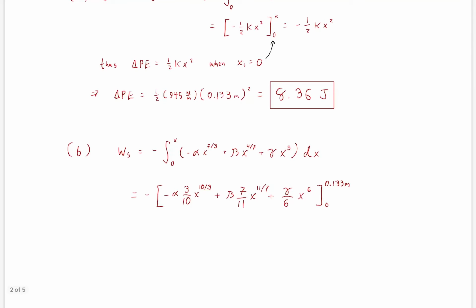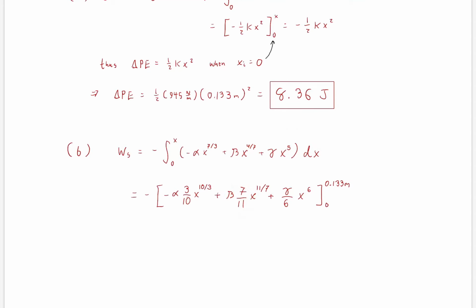All we then do is the antiderivative of each of these. They're a bit odd because they are all fractional exponents, but it's the same idea. You add 1 to the exponent, so 7/3 plus 1 is 10/3, and then I divide by 10/3, which is the same as multiplying by 3/10. Same thing here. 4/7 plus 1 is just 11/7, and then I divide by 11/7, which is multiplying by 7/11.